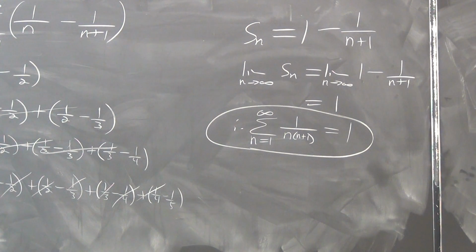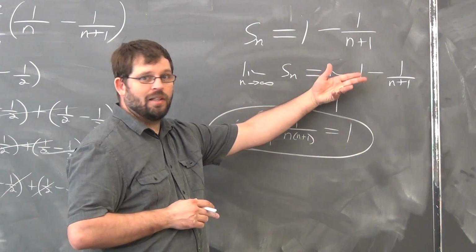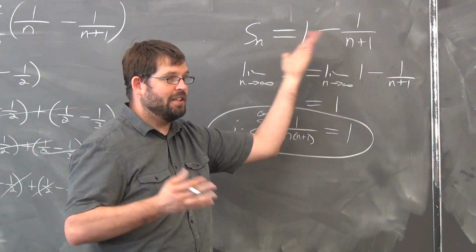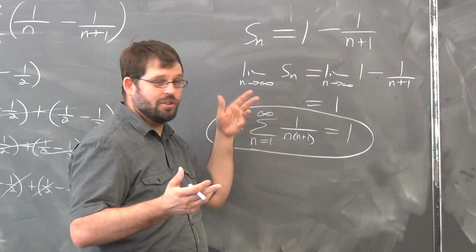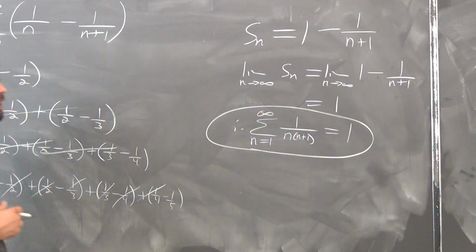Does that make sense? And so anytime you have a telescoping sequence like this, if you can get a nice form for what those S sub n's look like, then you just take the limit of that. If it doesn't exist, then the thing diverges. If the limit exists, that's your sum. Okay? So hopefully that's not too bad.